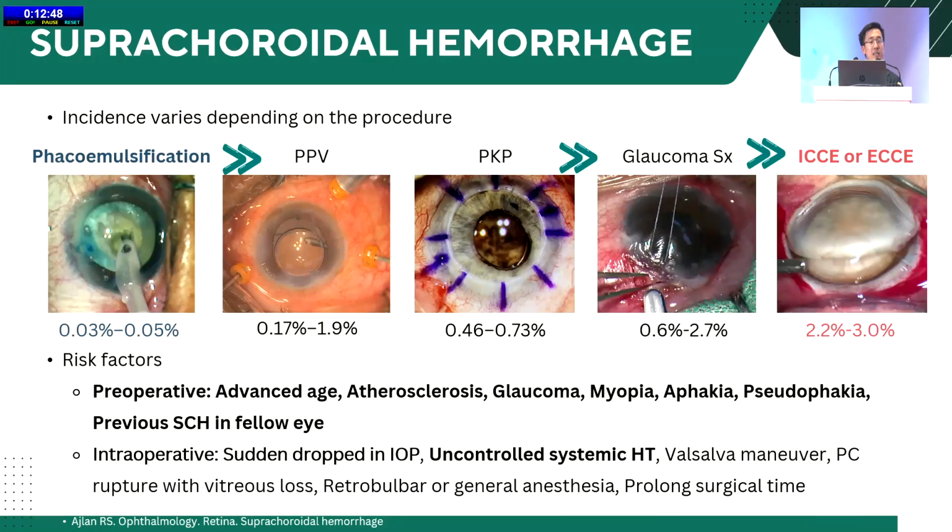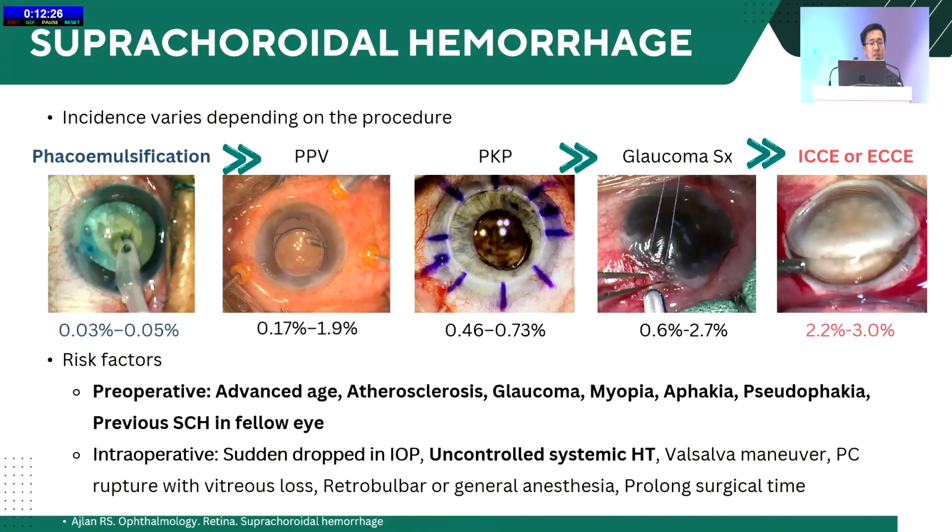We all know that the incidence depends on the procedure. In PPV, it accounts for about 0.2 to 2%. It is a little higher in phacoemulsification, and it's much lower in large wound cataract surgery, such as ICCE or ECCE, which accounts for about 2 to 3%.